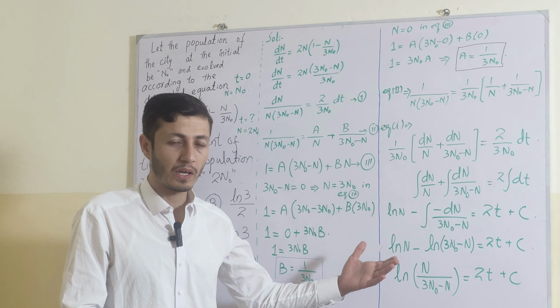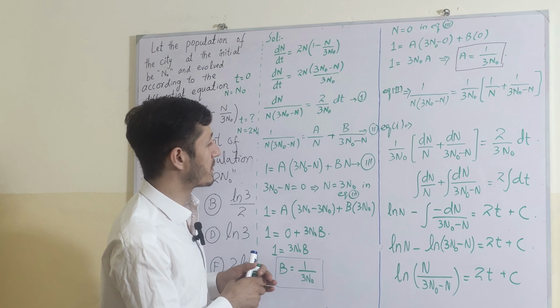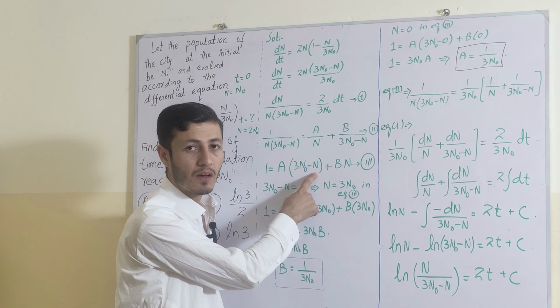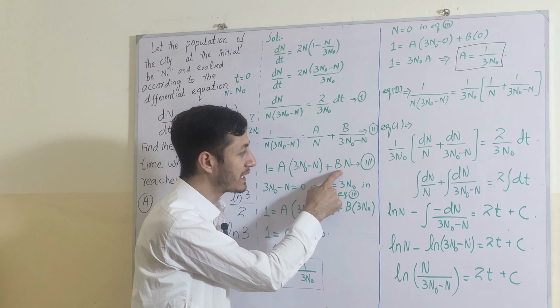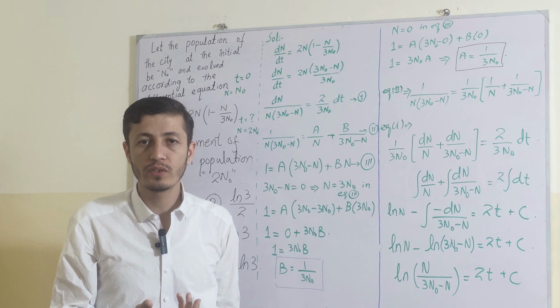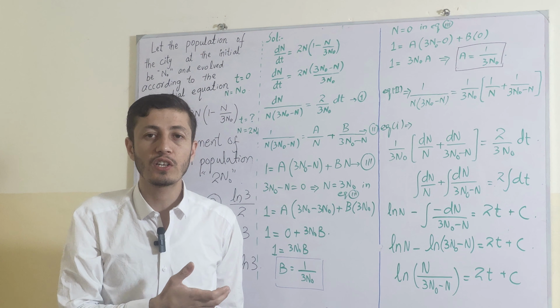For considering this term, we have to place n equal to 0. By placing n equal to 0 in equation 3, it becomes 1 is equal to 3 times n naught minus, in place of n you have to place 0 now. So it becomes 0 plus b times 0. b times 0 is 0. So it gives us 1 is equal to 3 times n naught into a.